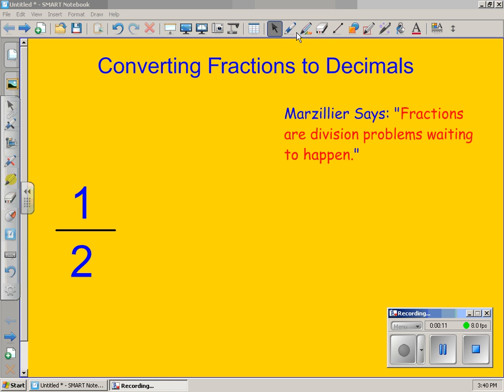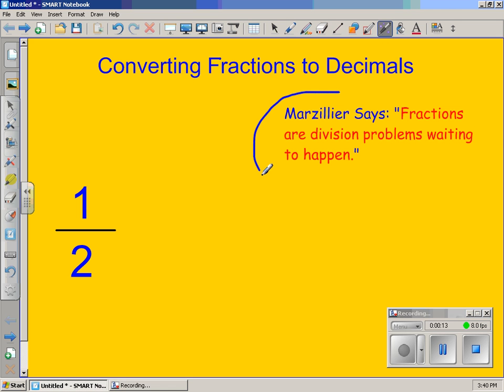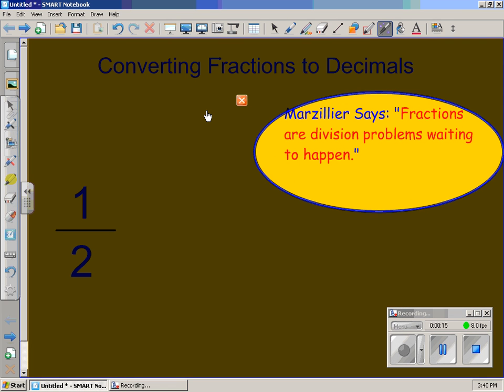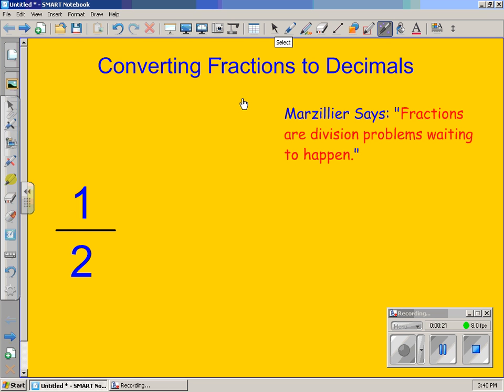Before we begin, though, I want you to remember something special here, and that's that Marzillier says that fractions are division problems waiting to happen. So instead of just looking at it as a fraction, it's not a bad idea to think of a fraction as a division problem that can be read from top to bottom. And when we look at this, 1/2 can be reread as 1 divided by 2. That's exactly how we're going to solve this problem.